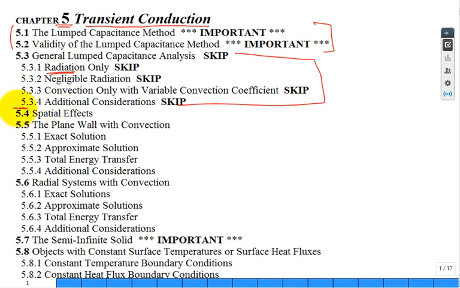Then down here, we go through spatial effects through a slab, a cylinder, a sphere, and we have different ways of getting that exact solution. This is where it becomes very mathematical, but it's very powerful as well. So not only do we do it for the plane wall, we do it for radial systems, and that's where we'll end today. Next time we'll get into semi-infinite material, and that is very important as well. So let's just jump into it.